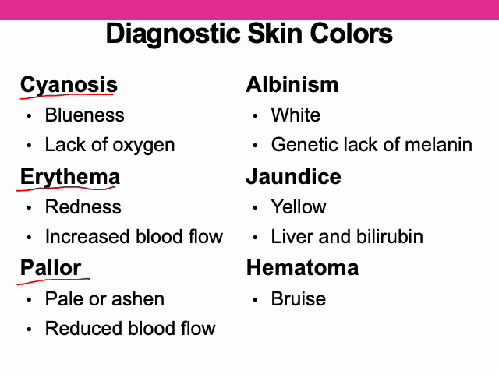Pallor is basically a way to describe skin that is pale or ashen in color. What that means is usually reduced blood flow to that area, and it could be from just extreme cold weather or from a person who's experiencing a shock. Albinism is a way to describe the color white.